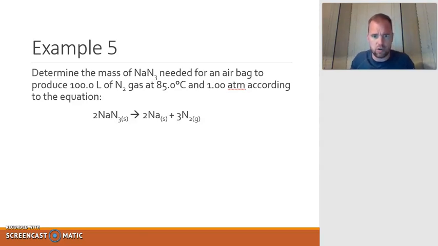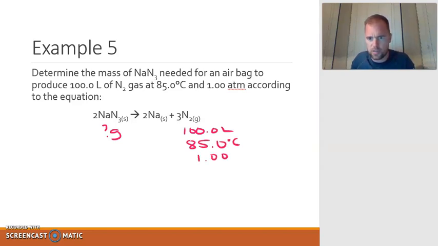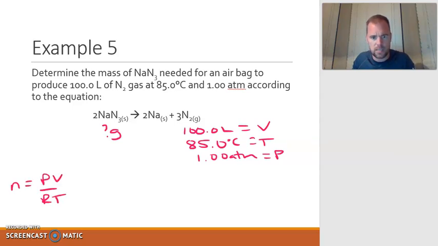Determine the mass of sodium azide needed for the airbag to produce 100 liters of nitrogen gas. All right, so 100.0 liters is what I want. The temperature is 85.0 degrees Celsius. Pressure is at 1.00 atm. All right, so this is all the information I'm given. I need to take this information about volume, temperature, and pressure, and I need to figure out the number of moles from that. So moles is PV divided by RT.